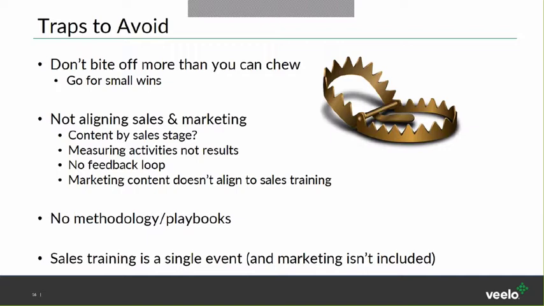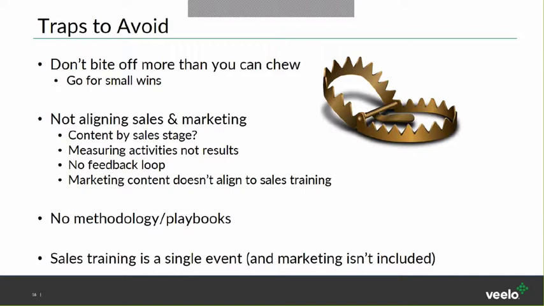Some traps to avoid that we see oftentimes in organizations is they look at the efficiency, effectiveness, and the performance side that I outlined in the beginning, and they decide they're going to tackle that entire slide. It just ends up being too much, and you either get bogged down in process and you never get it off the ground, or you fail because you don't have the resources to implement. So pick one or two things and go for the small wins.